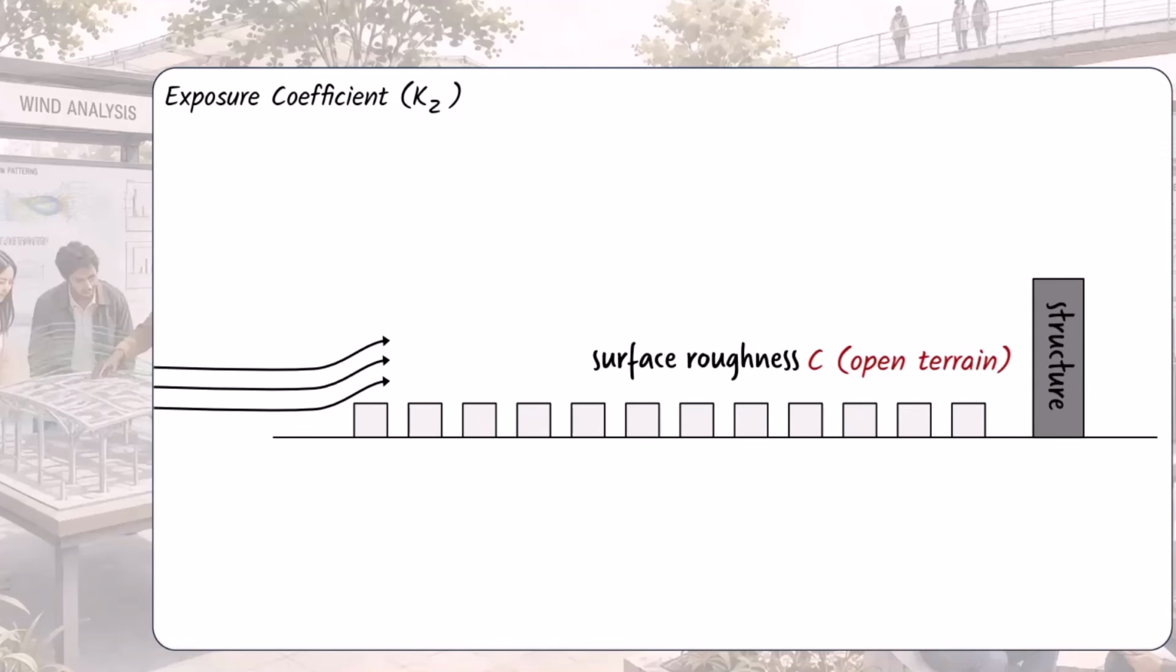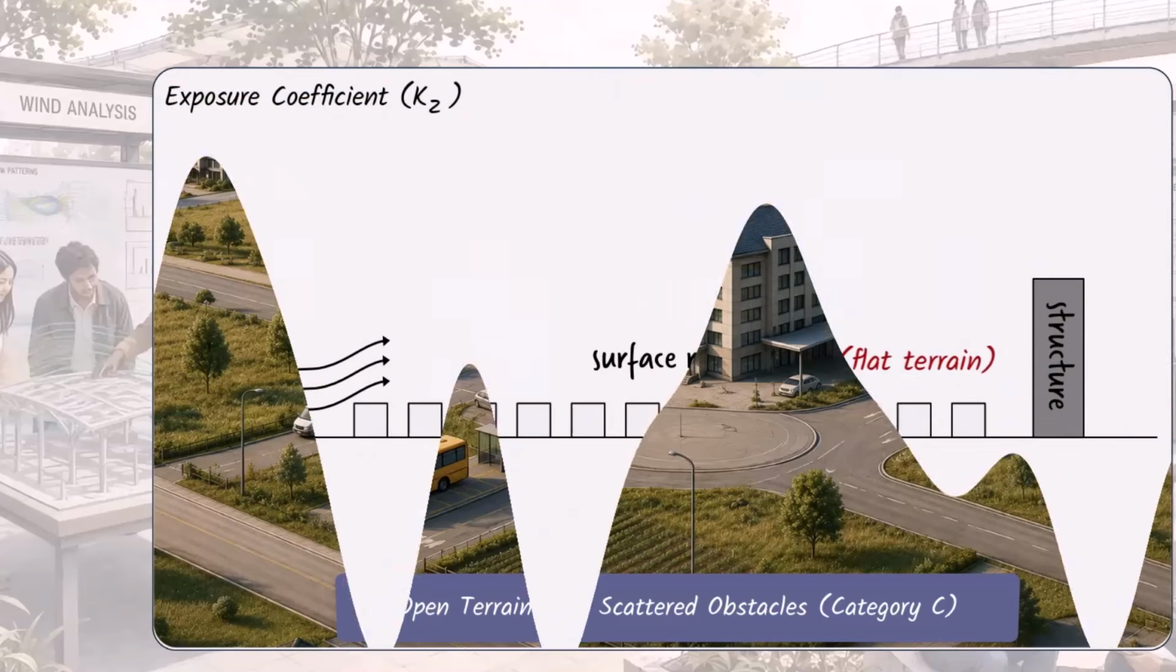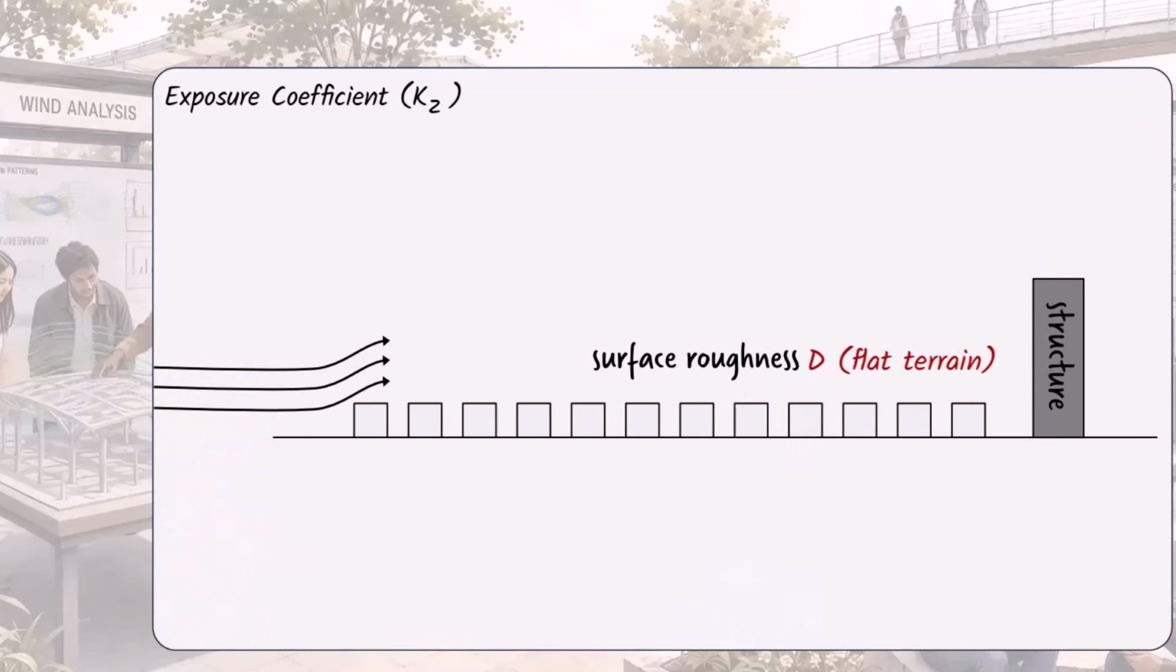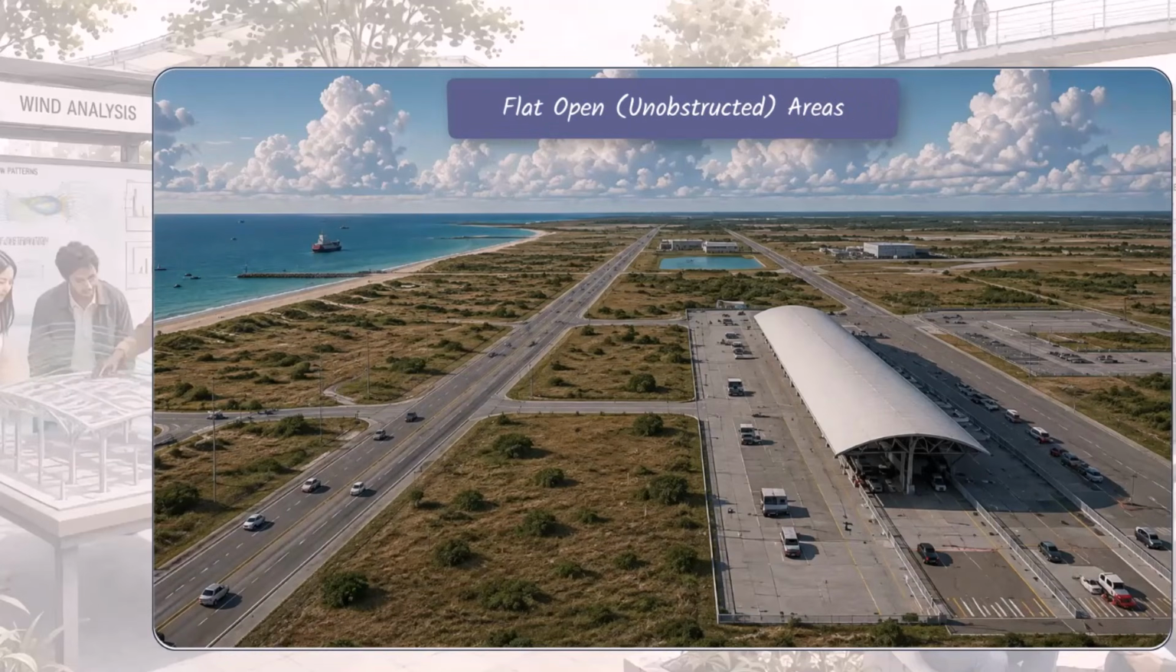Category C, open terrain. This category covers open terrain with scattered obstructions, such as open countryside or grasslands with few trees or buildings. Wind speeds are higher than in urban areas because there are fewer obstacles to disrupt the wind flow. Category D. This category includes flat, unobstructed areas, such as mudflats, salt flats, and open water. Wind speeds are highest in this category due to the lack of obstructions, allowing the wind to flow freely.